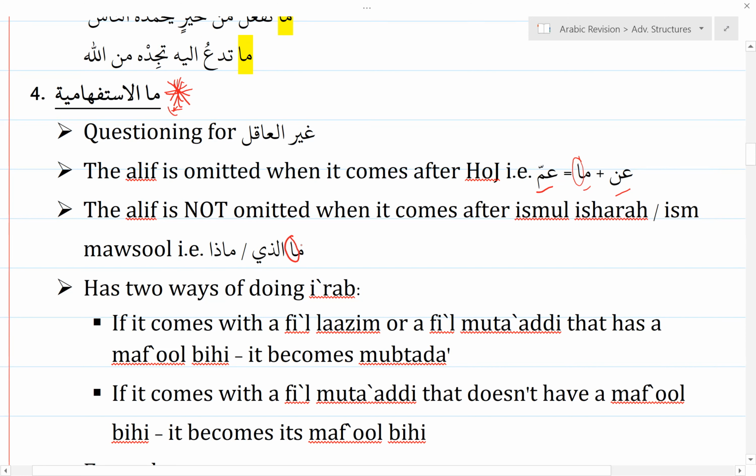It can come with pointers. It can come with اسم موصول. No, we said اسم موصول or what? Yeah. So like ما الذي, for example. Yeah.